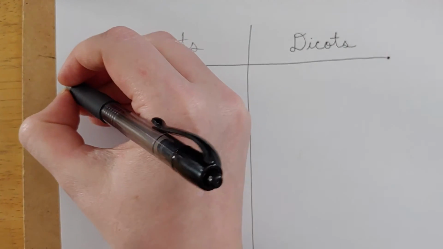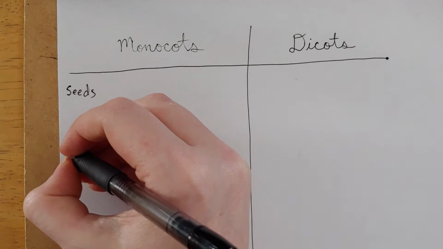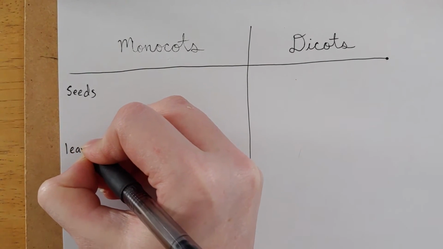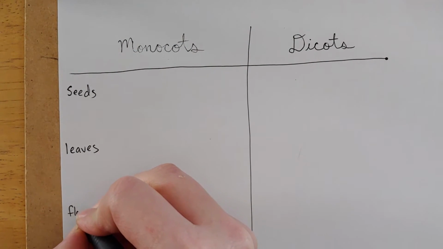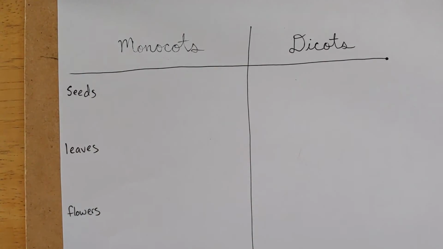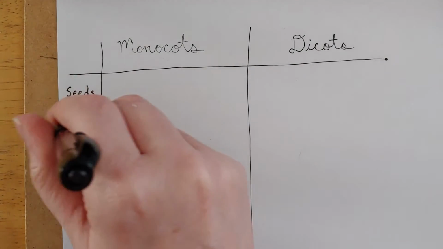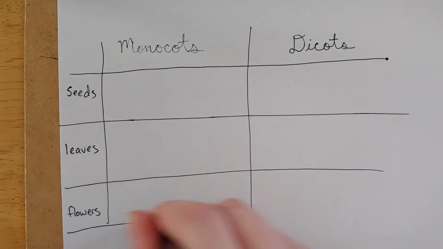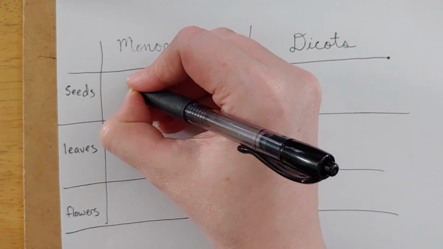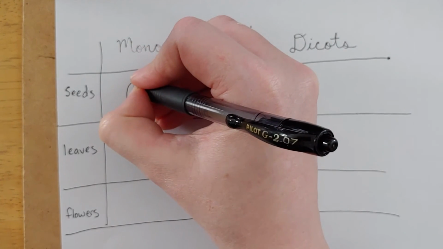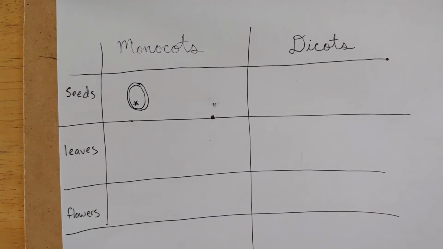Now, they're different in their seeds. They are different with their leaves. They are different with their flowers. And they're different in a few other ways, but those are the three we're going to start with for today. So a monocot seed has one cotyledon. So if we draw a little diagram of its seed, we have the seed coat, right? And then in here is the seed. This part's the cotyledon, where the little star is.